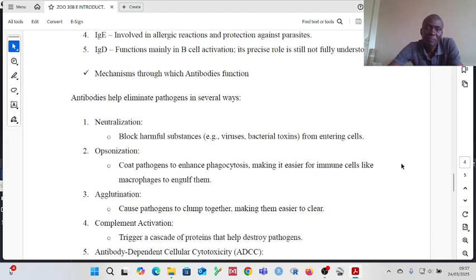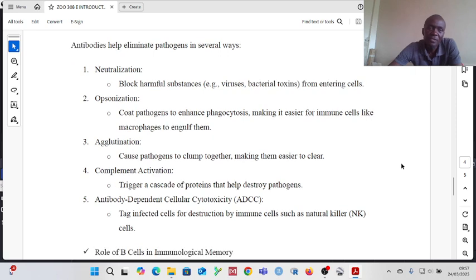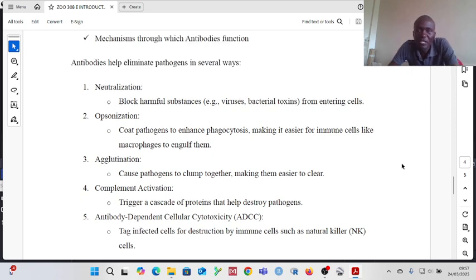So, the mechanisms through which these antibodies function. The antibodies function to eliminate pathogens. So how do they eliminate these pathogens? By now you should know this, but they do it in several ways. One is neutralization. By neutralizing, they block the harmful substance from entering cells.